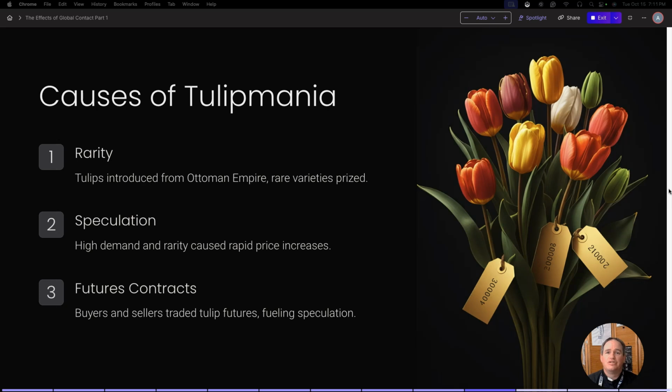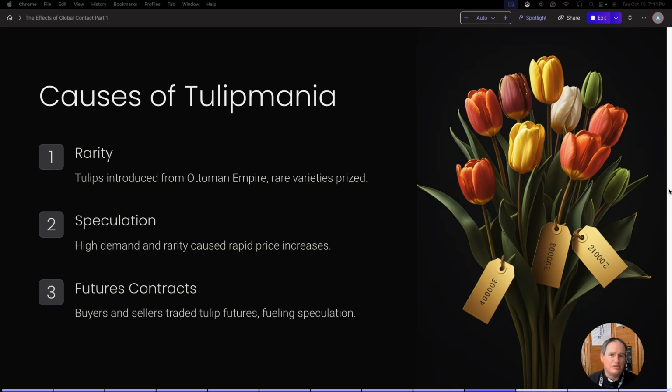As demand grew, speculation took off. Tulip bulbs were bought and sold multiple times in a single day, and contracts were even made to buy bulbs at a future date. Buyers and sellers weren't just interested in the tulips themselves, they were betting on how much the bulbs would be worth in the future. Now imagine selling your house just to own a flower bulb. That's how intense that market was.